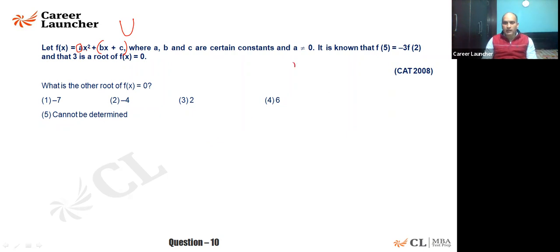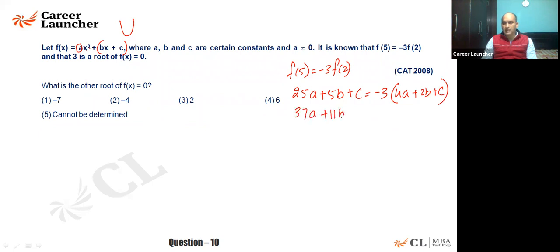Now it is also known that f(5) is equal to minus thrice of f(2), and 3 is the root of it. Fine. So what is f(5)? I'll be putting x is equal to 5 here. I will say 25a plus 5b plus c is equal to minus thrice of f(2). What is that? 4a plus 2b plus c. Minus 12 goes on that side. 37a plus 6 is 11b, plus 4c is equal to 0. I will get this equation here.